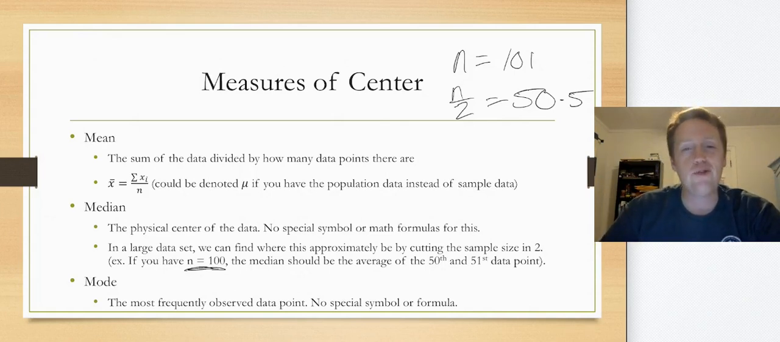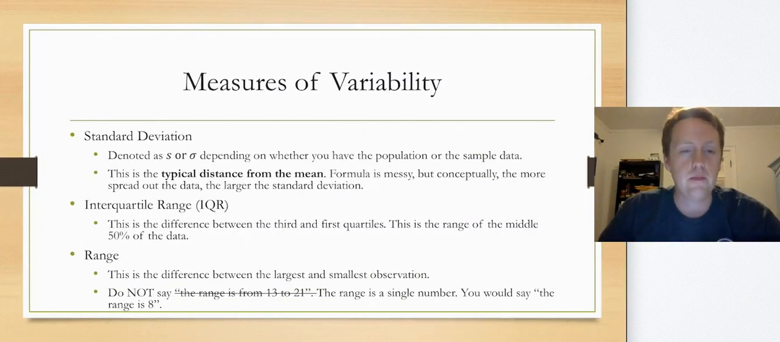The mode, that one's super easy. It's just the one that you see the most. The mode is the most frequently observed data point. Again, no special symbol or formula. All right, measures of variability.